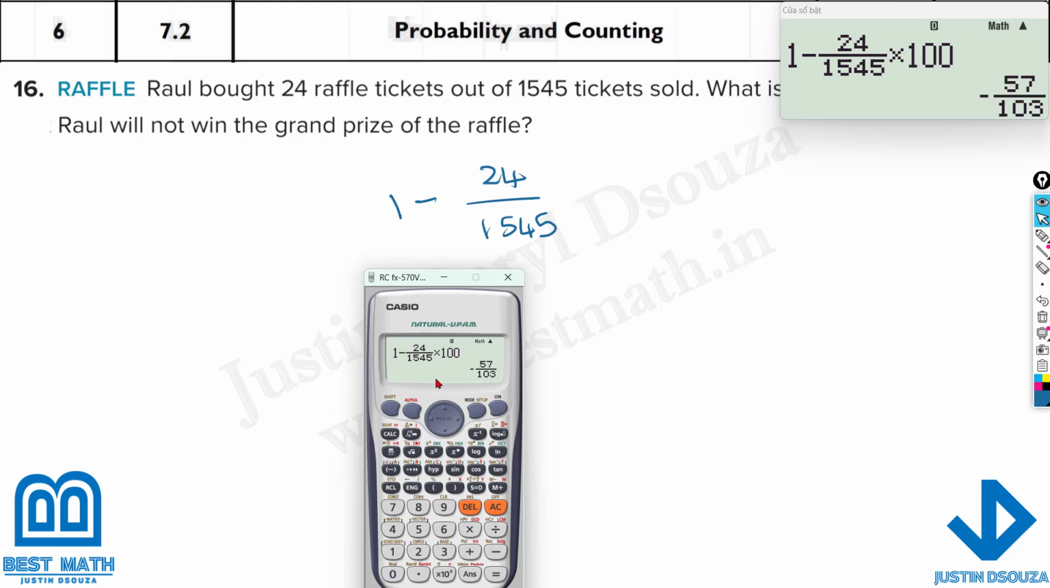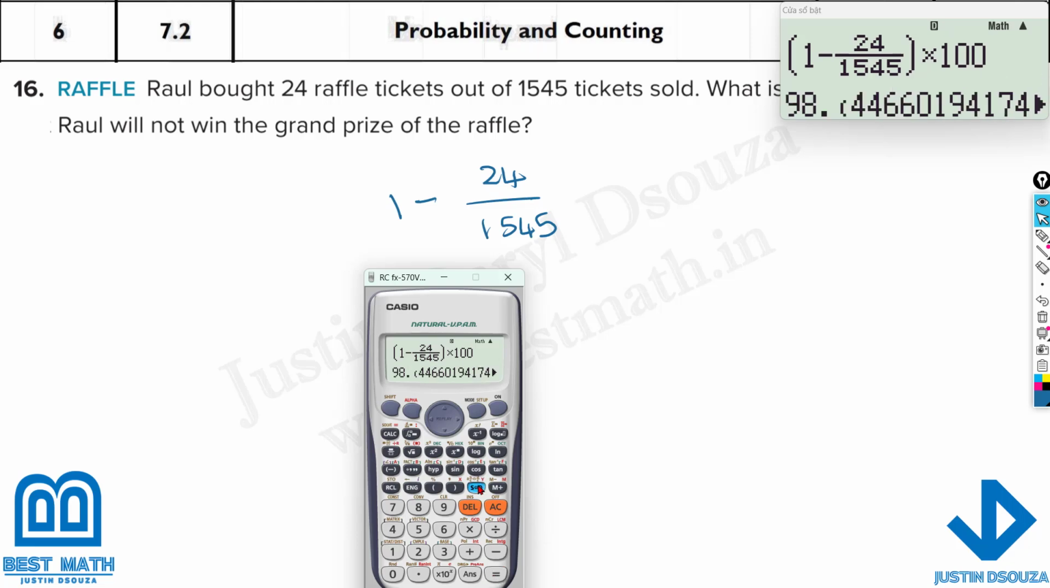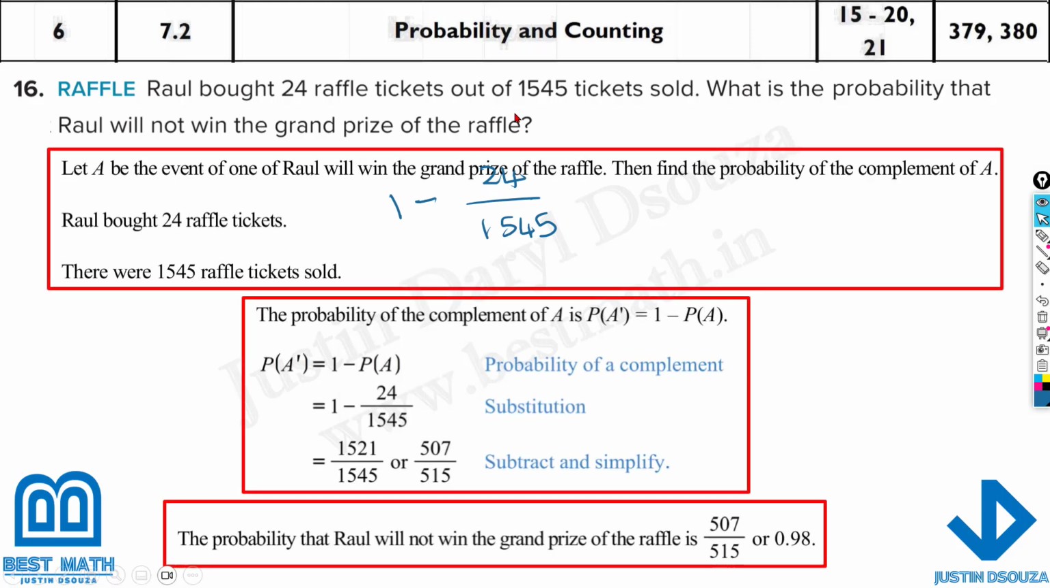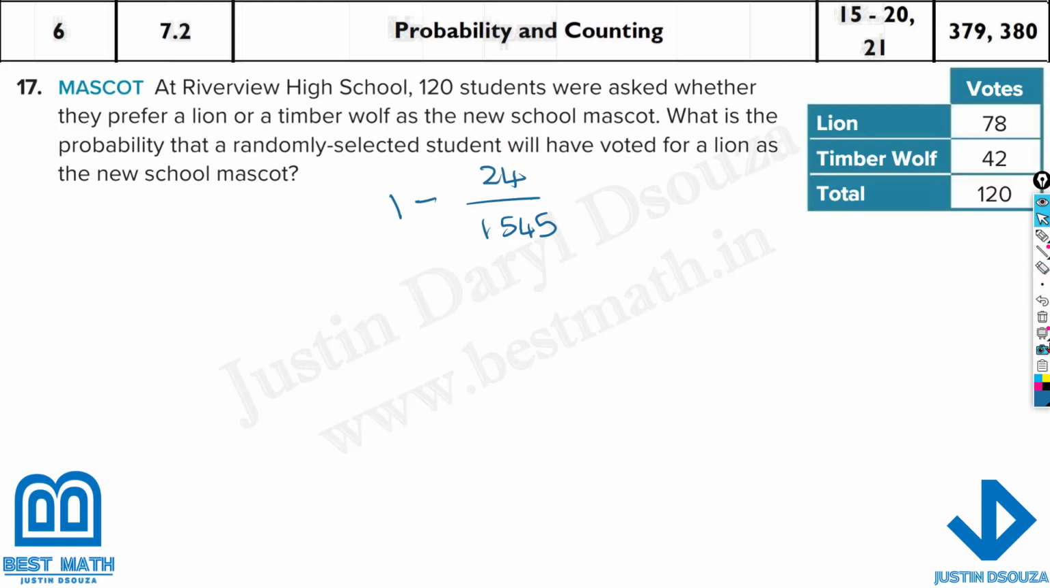You can multiply this by 100, but don't just put this. This is wrong. It's absolutely wrong. You need to put the brackets if you're putting it into the equation directly, or once you get the answer, just multiply that by 100. It's 98.45% that he is not going to win. You can see there are so many tickets and only 24 tickets are bought by him. So 98% is not going to win. Only a less than 2% chance he will win. That's how we solve it.